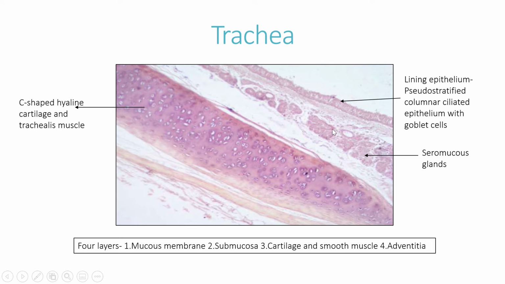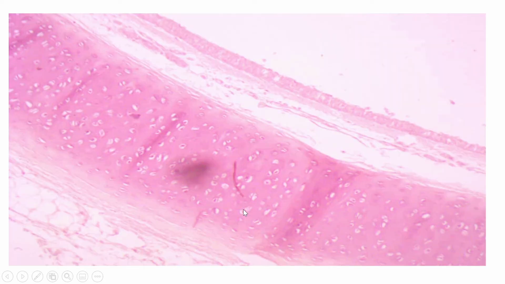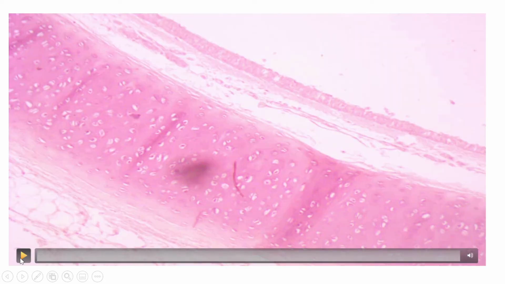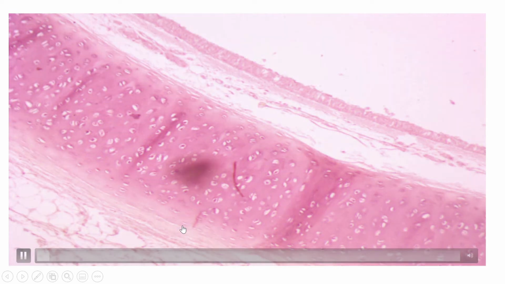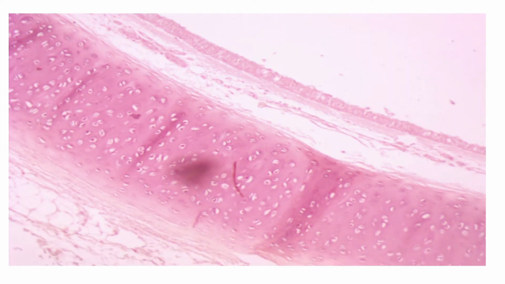In the submucosa, a key feature that you are going to see are the seromucous glands, and in the next layer there is cartilage, which is hyaline type of cartilage, and a muscle, that is the trachealis muscle. Outermost layer is the adventitia. So by these 4 layers you can identify the slide of trachea. Let us move this slide under the microscope and see how it looks.